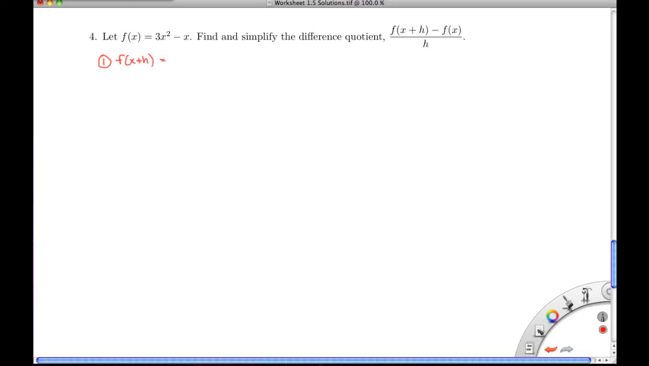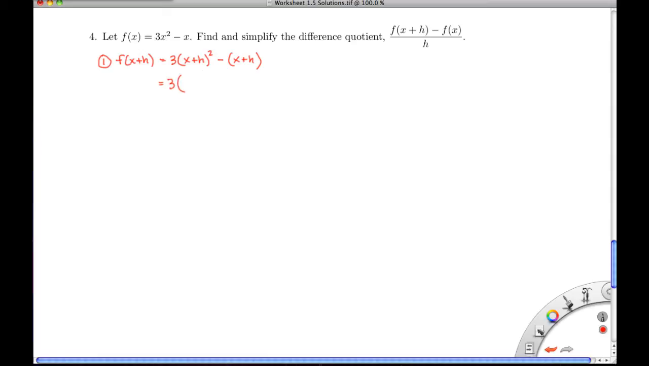So we just take our function, and in place of x, we put x plus h. So we have 3 times x plus h squared minus, and we've got another x, so we have to put another x plus h in there as well. We're definitely going to want to clean this up a little bit. First thing that we do, order of operations, is we deal with that exponent before we distribute the 3. So we'll go ahead and write that.